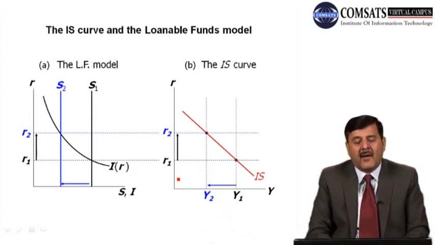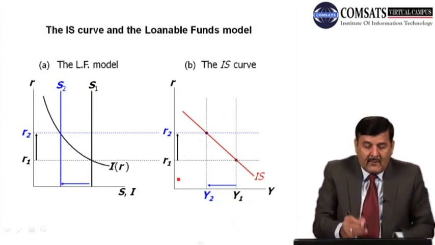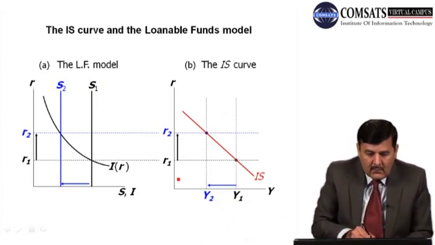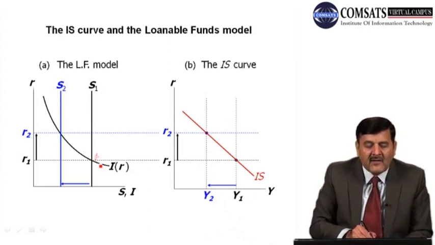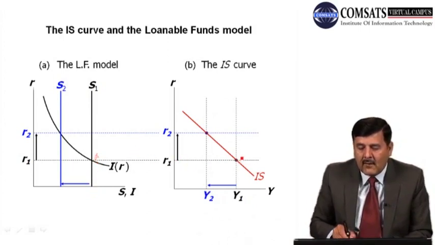The investment curve is downward sloping, so both of these curves intersect each other at a point, let us say point A. Now at point A, R1 is the interest rate and Y1 is the level of saving and investment. Corresponding to this investment, we have this point here. At R1 we have Y1 level of income.